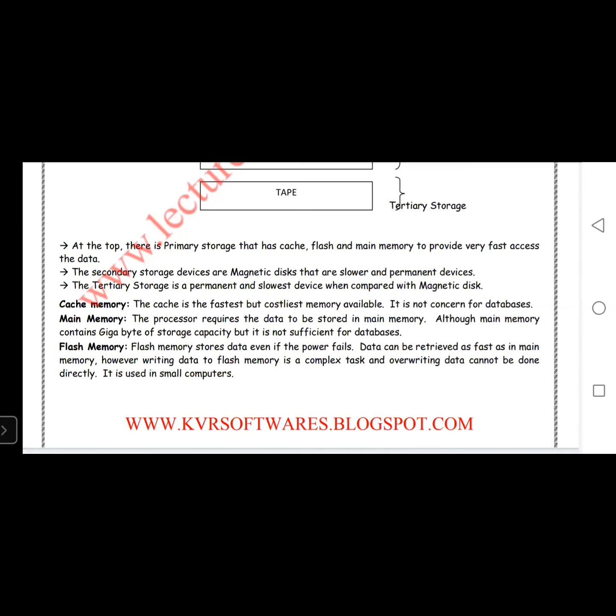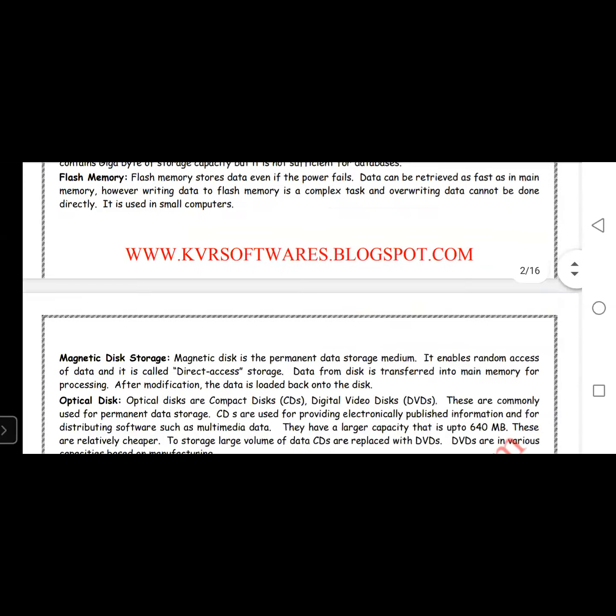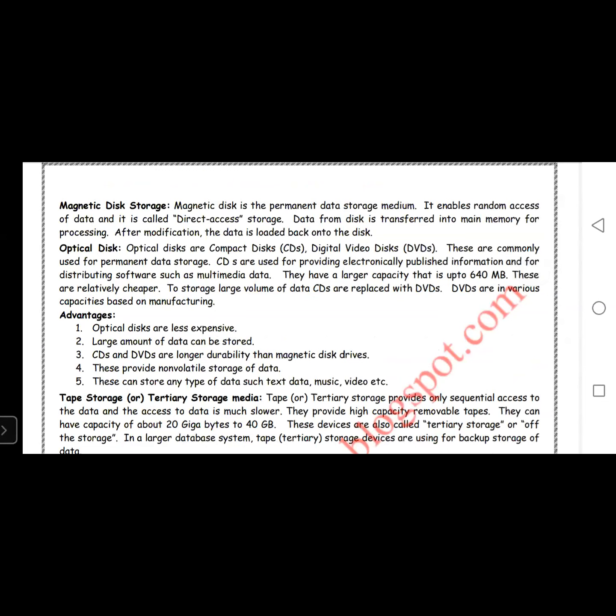Flash memory stores the data even if the power fails. The data can be retrieved as fast as in main memory. However, writing data to the flash memory is a complex task, and overwriting data cannot be done directly. It is used in small computers. So this is about different types of storage devices.